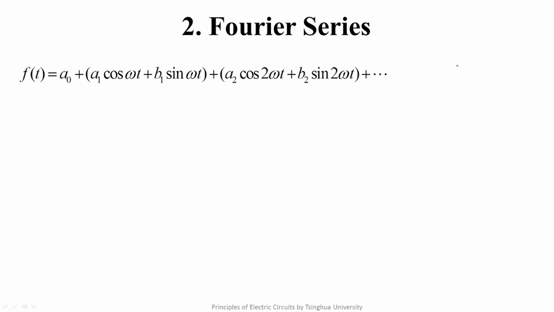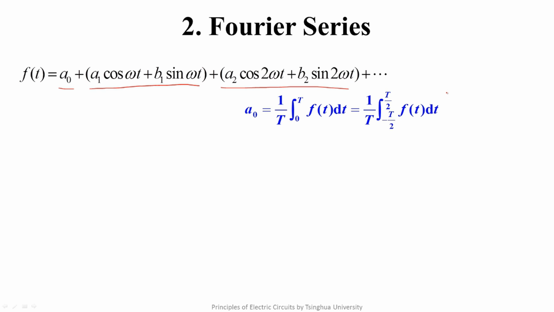Fourier series has many expressions. We use the cosine and sine expression with every frequency here. When the frequency is zero, it's a direct current. The component whose frequency is omega is called the fundamental wave. The component whose frequency is 2 omega is called the second harmonic. The rest may be deduced by analogy.